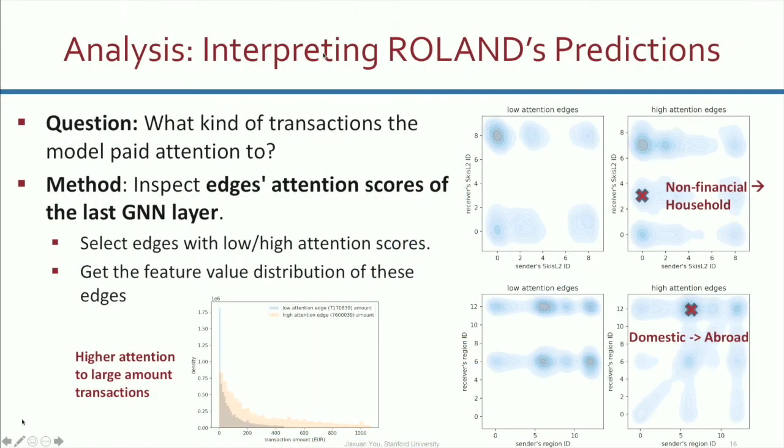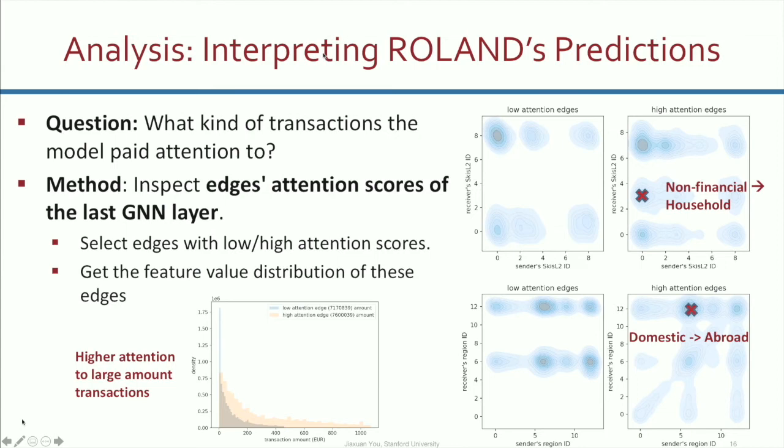Another question we want to ask is: what kind of transactions does Roland pay attention to? This way, we can interpret Roland's predictions. Our method here is to inspect edge attention scores of the last GNN layer. Specifically, we select edges with low and high attention scores, and we get the feature value distribution of these edges. We found some very interesting observations.